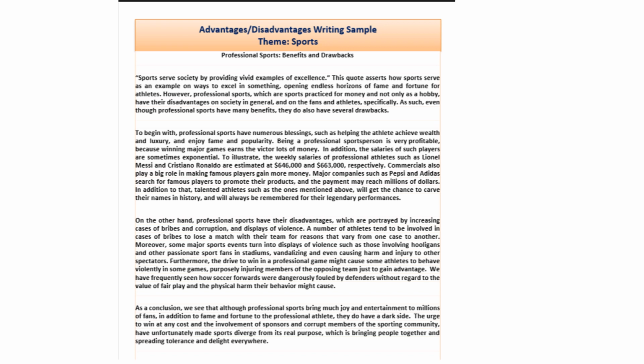In the second paragraph, we will talk about the disadvantages. On the other hand, professional sports have their disadvantages, drawbacks, negative impacts, which are portrayed by increasing cases of bribes and corruption and displays of violence. A number of athletes tend to be involved in cases of bribes to lose a match with their team for reasons that vary from one case to another. Moreover, some major sports events turn into displays of violence, such as those involving hooligans and other passionate sports fans in stadiums, vandalizing and even causing harm and injury to other spectators.